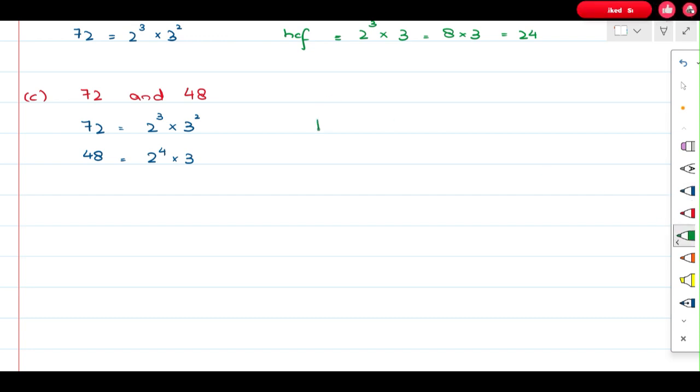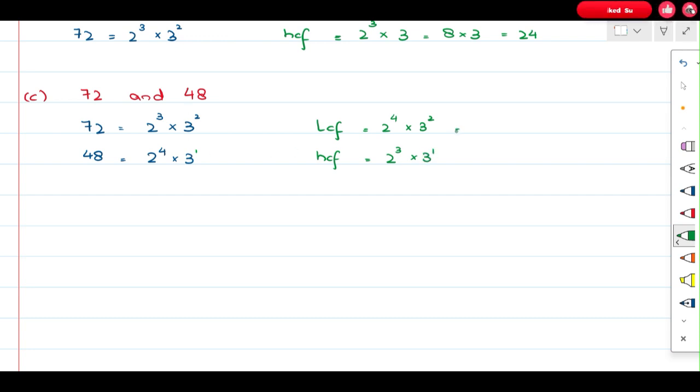Now for LCM, pick the highest or common. So 2 power 3, 2 power 4, which one is highest? 2 power 4 is highest, times 3 power 2, 3 power 1, 3 power 2 is the highest. For HCF, pick the lowest or common. So the lowest one is 2 cube, and with 3 the lowest one is 3 power 1.